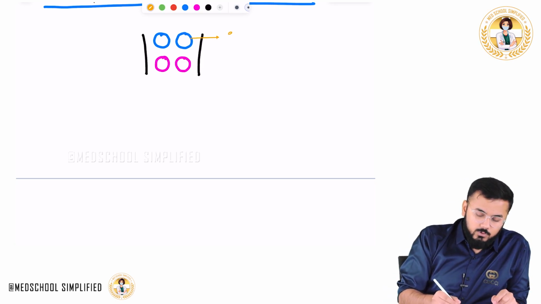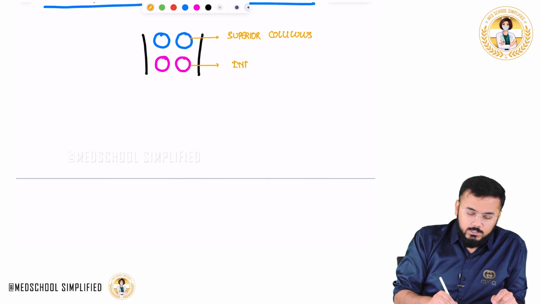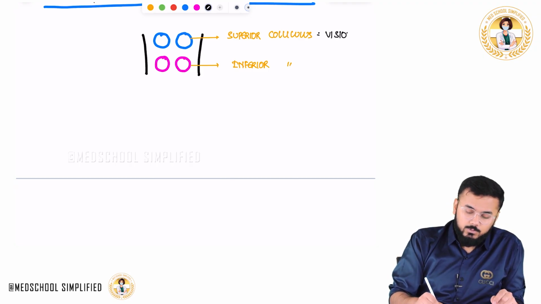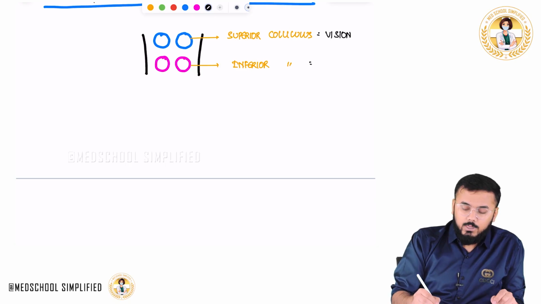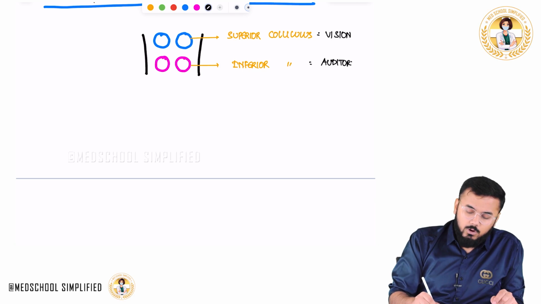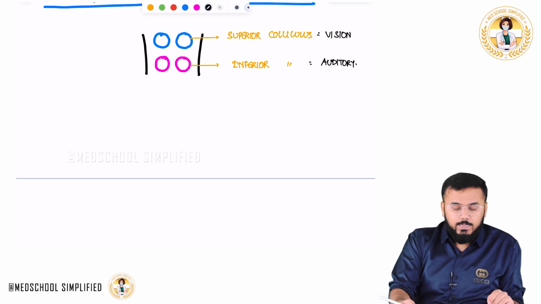So this one over here is called your superior colliculus, and these two structures are called your inferior colliculus. What is the function of the superior colliculus? Superior colliculus is responsible for vision. And what is the function of the inferior colliculus? Inferior colliculus is responsible for auditory function, or you can also call it hearing.